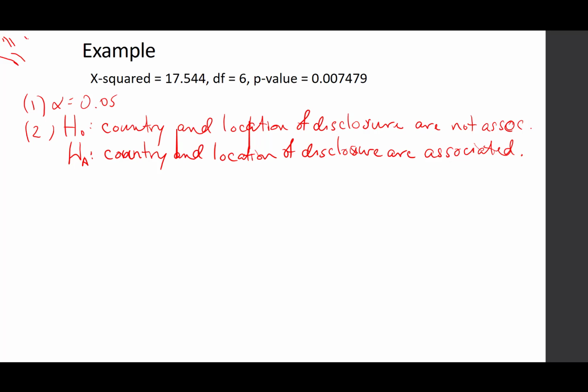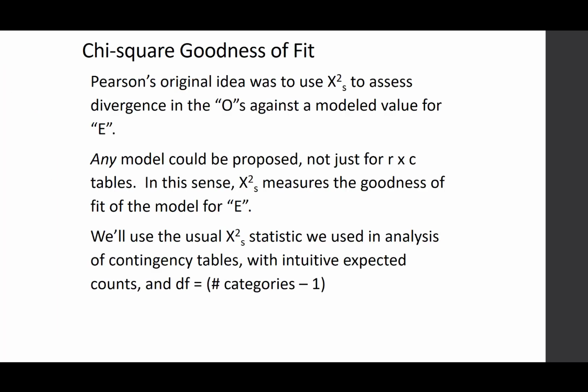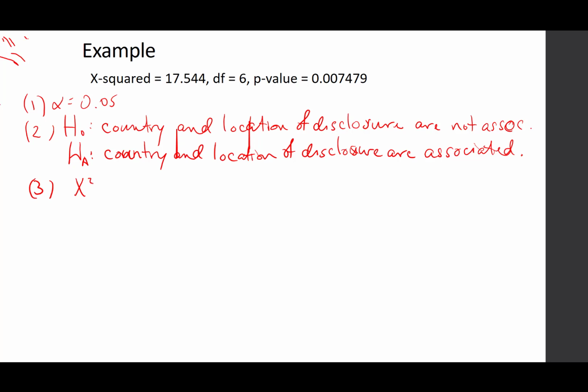So the null hypothesis here is kind of like association equals 0. I know it's a little bit different because it's in words, and it doesn't have that equal sign in it, but you can think of it like that. No association is association equals 0. So the null is always no association, and the alternative is that they are associated. Something is going on. So step 3 is getting our test statistic, but we've already got it calculated, and it's 17.544. And our p-value is 0.007479.